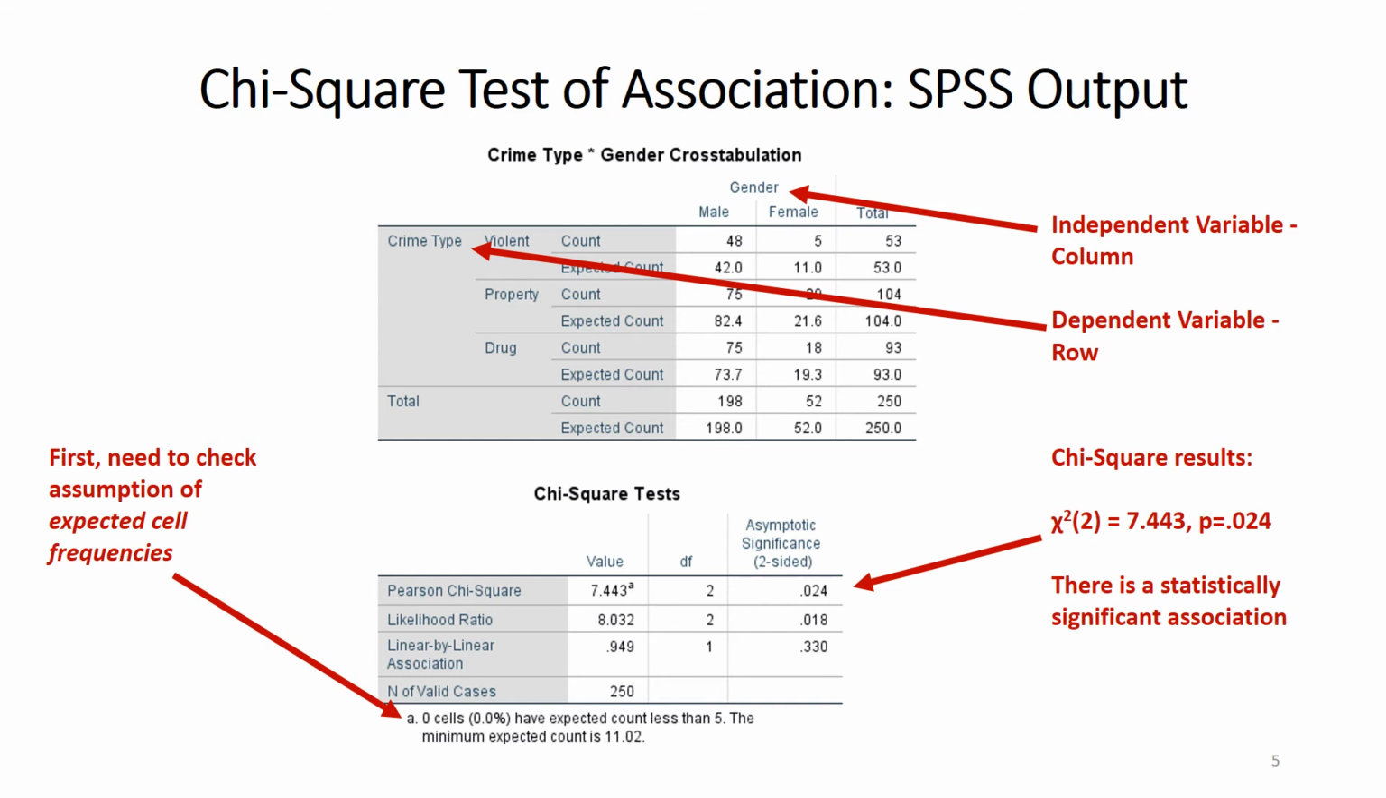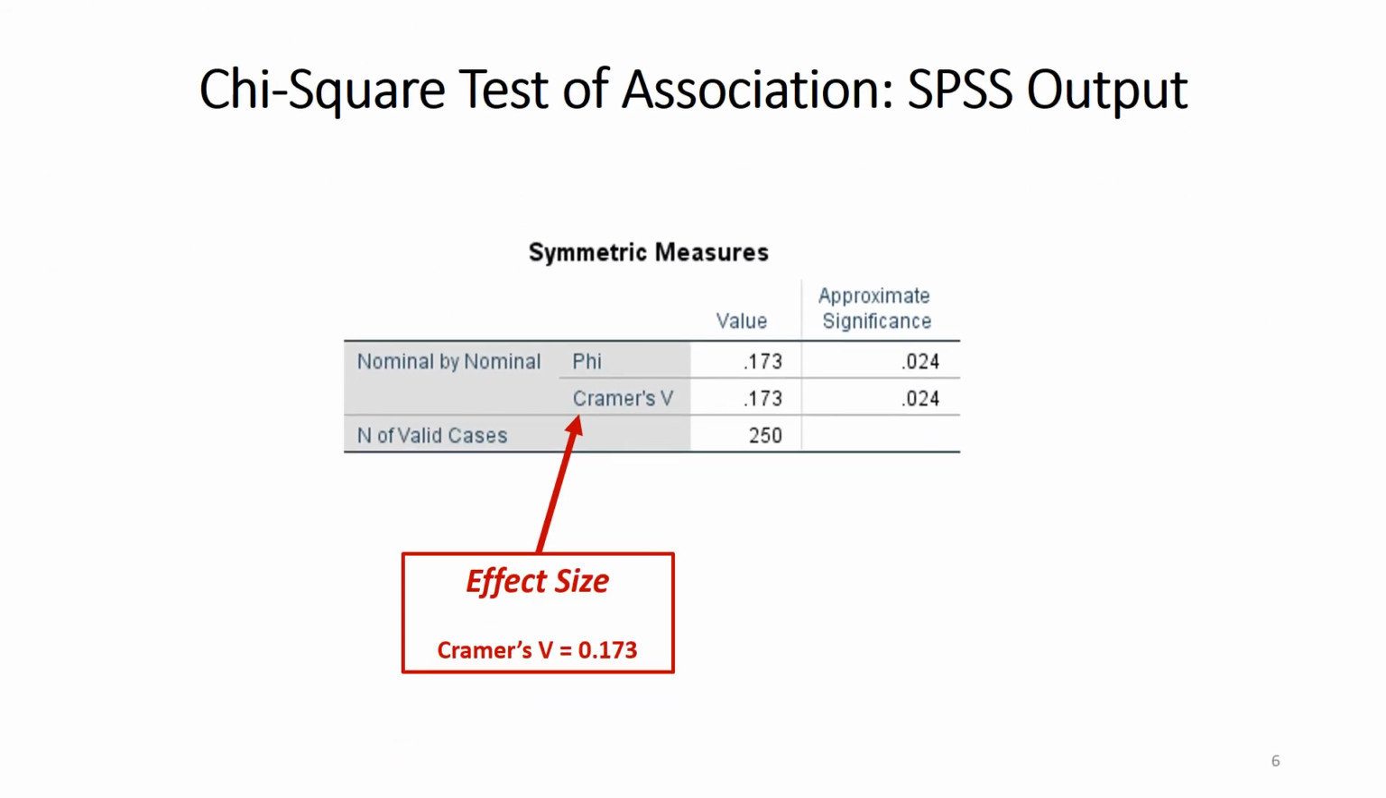Because that p-value is less than 0.05, right? 0.05 is our standard starting point, our standard alpha. Because the p-value of 0.024 is less than 0.05, we can reject the null hypothesis and conclude that yes, there is a statistically significant association between gender and crime type. And that's it. Now, on the next slide, we're going to look at one extra piece of information that we often like to report with chi-square tests. So let's go ahead and look at that piece too.